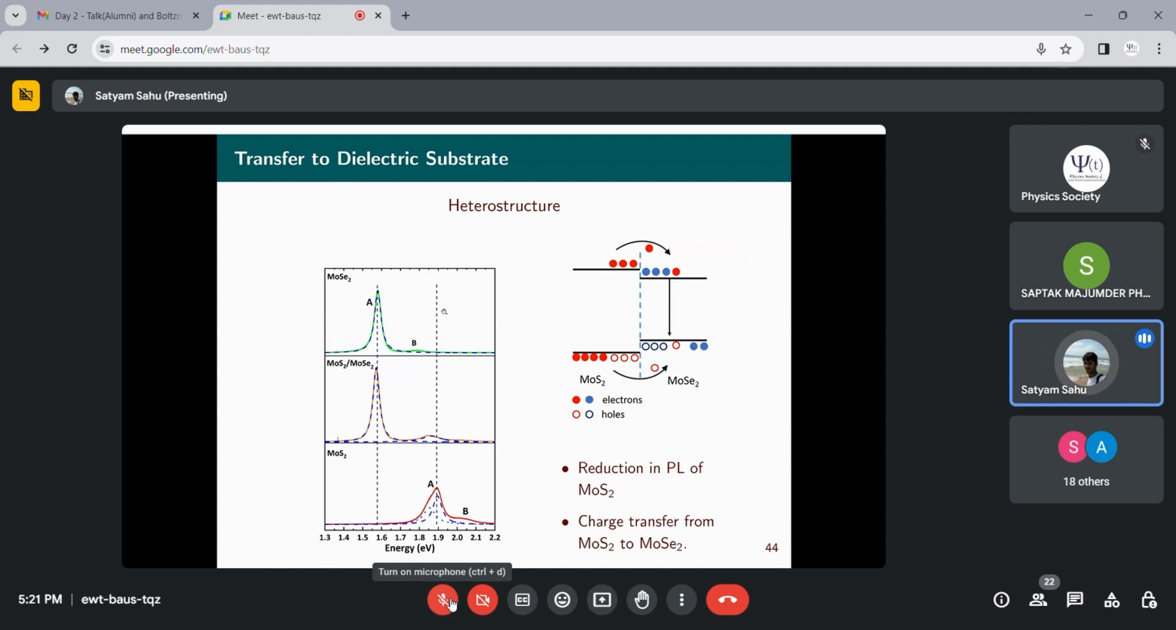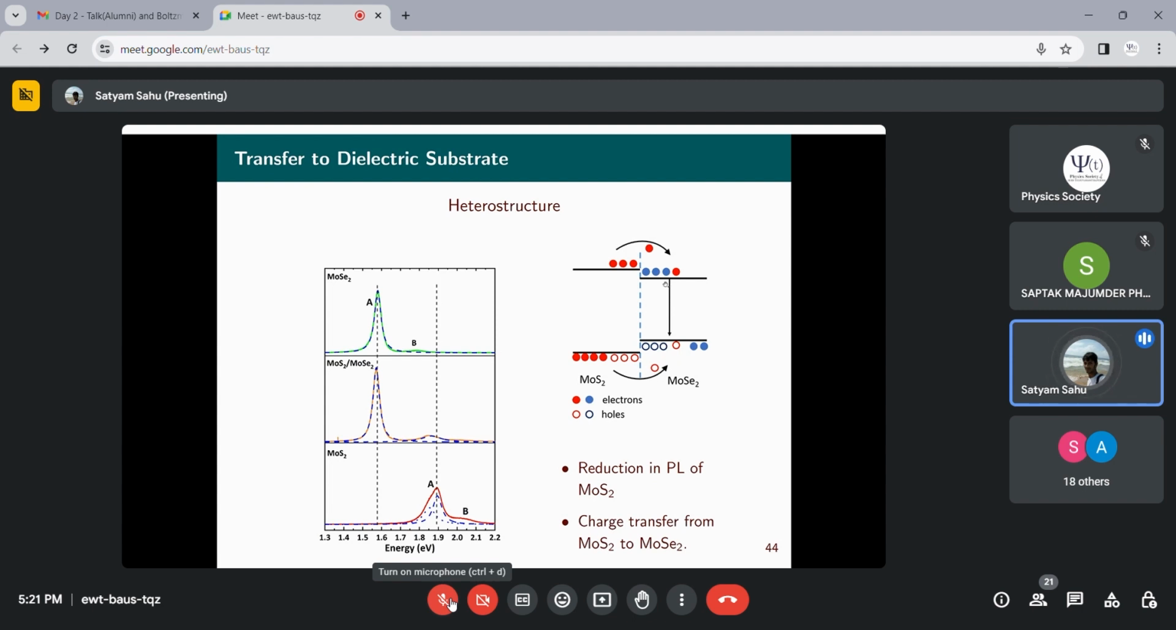Okay. So if you see the photoluminescence spectrum of MoS2 here and then the MoSe2 here, and then finally when you compare it with the heterostructure, the photoluminescence of MoS2 has decreased a bit. Similarly for MoSe2, there was some value and finally it increased by a specific amount. So I was trying to explain it with the help of a band diagram.